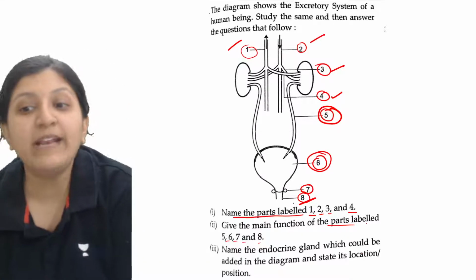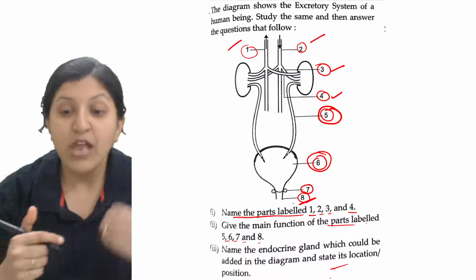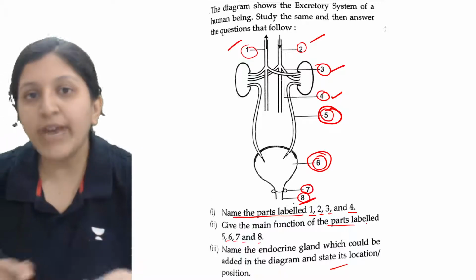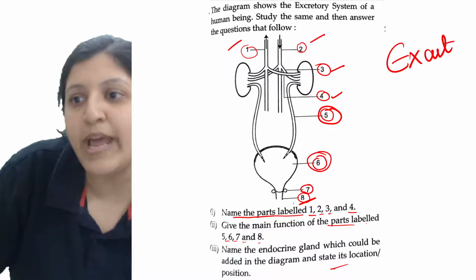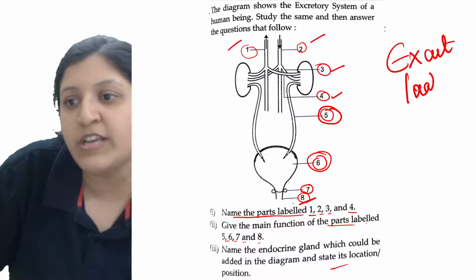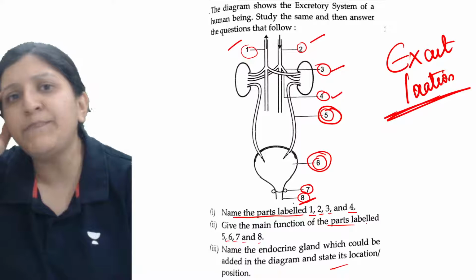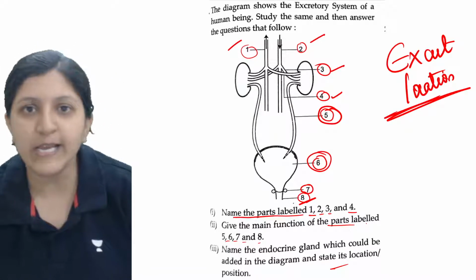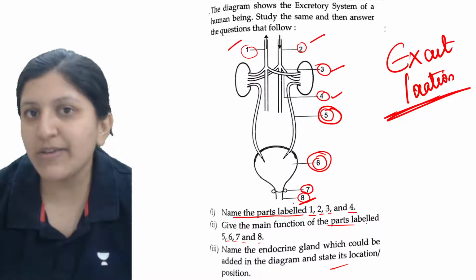Name the endocrine gland which could be added in the diagram and state its location and function. So position. Whenever you are writing the location, make sure that you write the exact location as it is given in your book. It is just like a cap on the kidney, which is mentioned in your book. So go according to the Selina. You need to write exactly the same sentence that is given in your Selina.